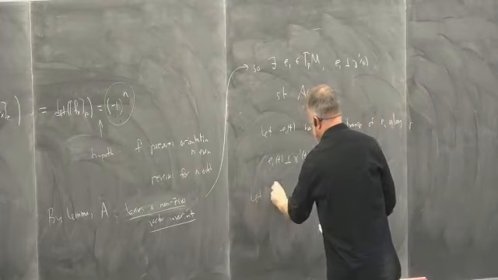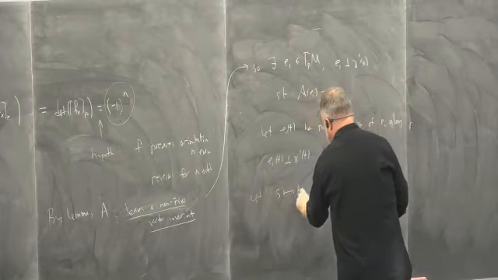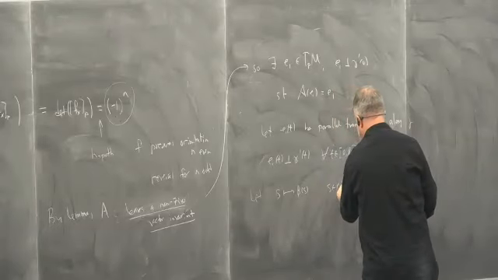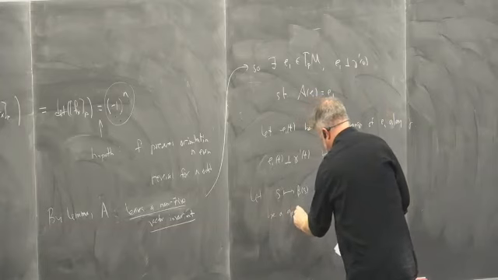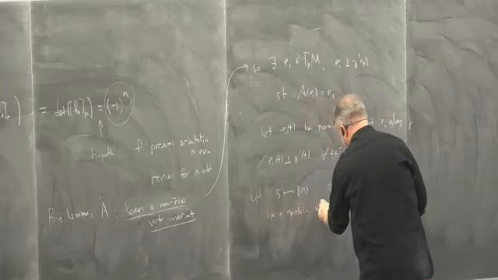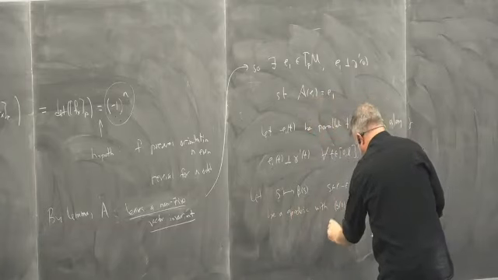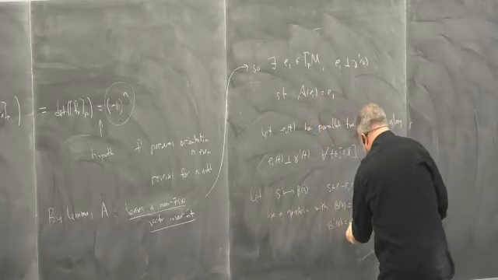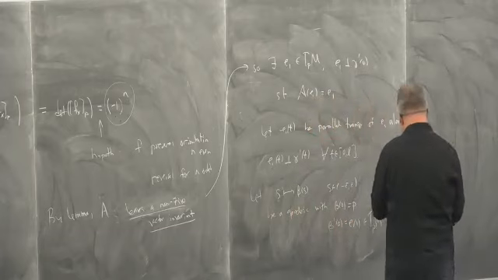So let beta, S goes to beta of S for S in (-epsilon, epsilon), be a geodesic with beta of 0 is P and beta prime of 0 is this E1, which is orthogonal to gamma prime.